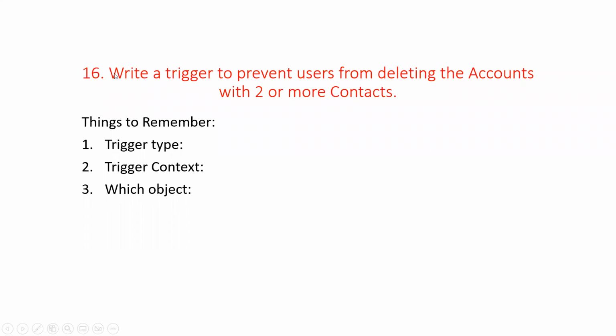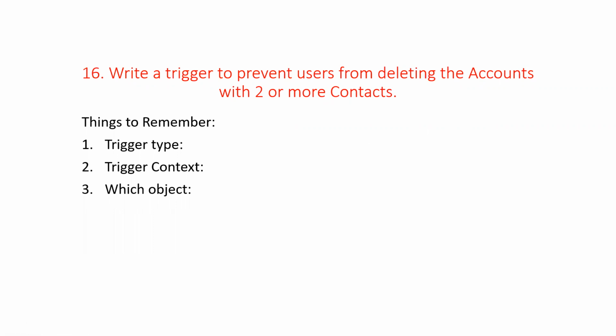In this problem, we're writing a trigger to prevent users from deleting the accounts with two or more contacts. That means we're writing the trigger on the account object, and it's going to test if the account has two or more related contacts. In that case, it will throw an error message that says the account has two or more related contacts, and it will stop users from deleting the account record.